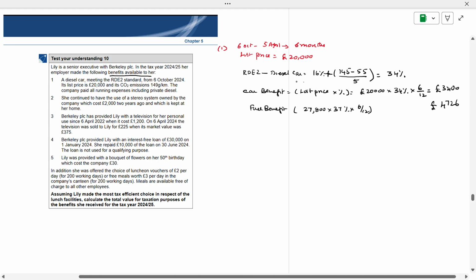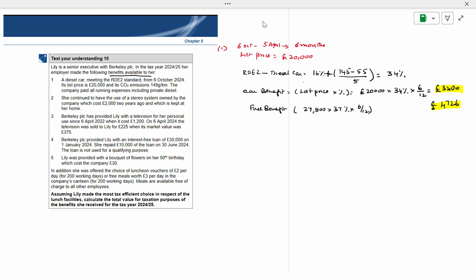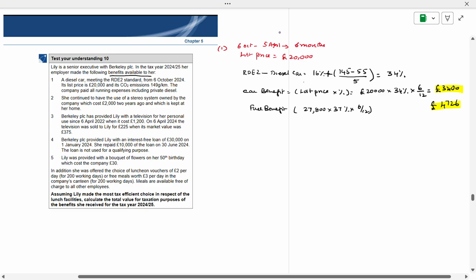This is the car benefit. We will take it in a summary. We will take this one, 3,400. Now, what is the second one they are asking us? She continued to have the use of a stereo system owned by the company, 2000, 2 years ago, which is kept at her home. It is 2000.